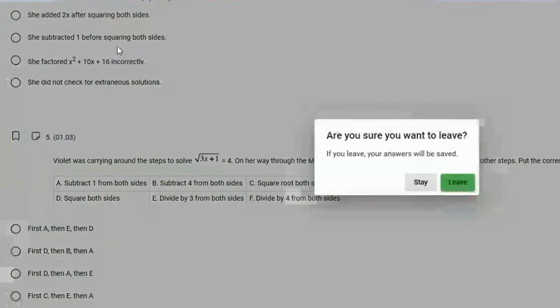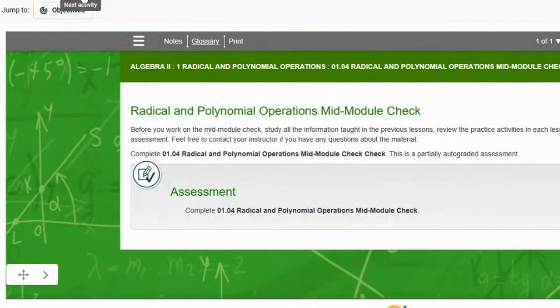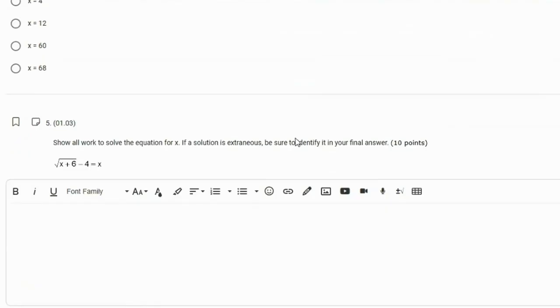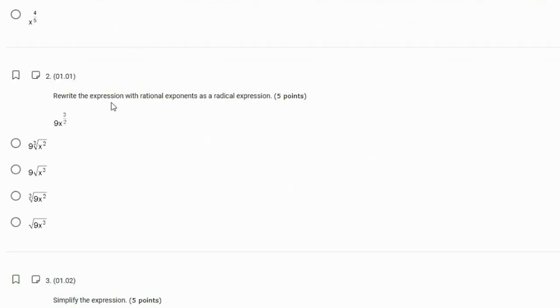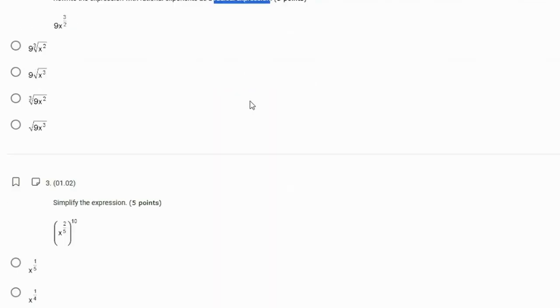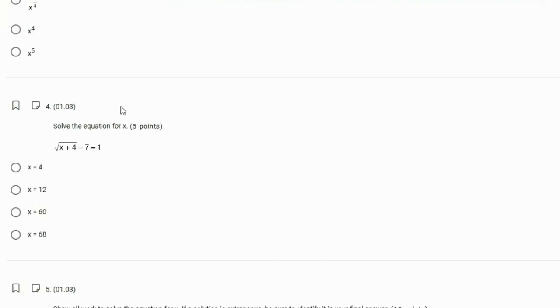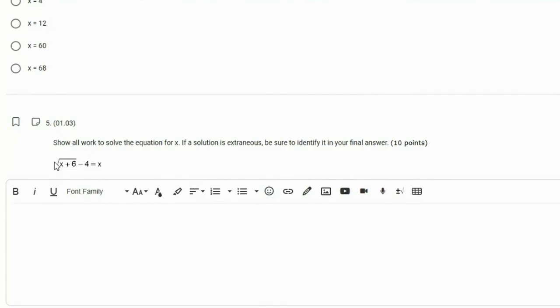Let's look at the quiz real quick since we have a quiz this week. Okay, that's just the directions that say do the quiz. The quiz is 5 problems. Rewrite this as a rational exponent. Rewrite this as a radical. Simplify this one using our properties of exponents. Solve this one. And then finally, solve this one.